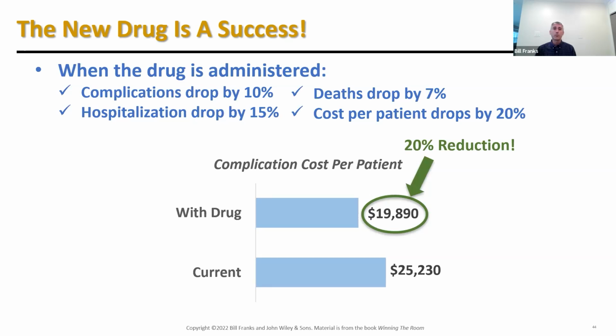So take that extra step to do the math, even when it's simple for them, and say, it's not just about complications. Here's how it helps hospitalization, deaths, and most importantly, the cost per complication down 20%. That's going to get people's attention. Compute it, show it, get them excited. Don't leave it to them to do it.